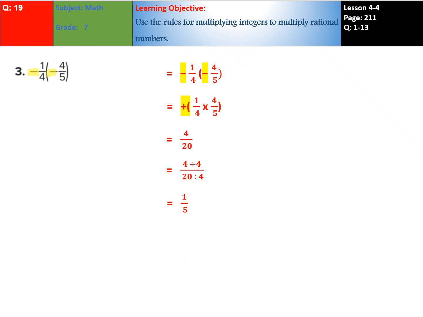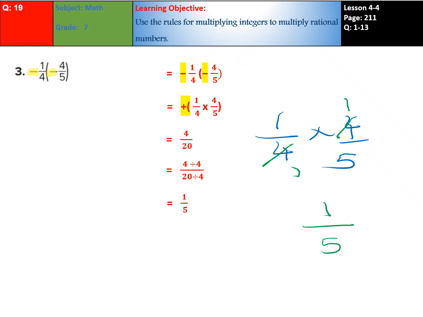If you want to use the cancellation, what will it become? It will become 1/4 times 4/5. Here you can cross cancel 4 with 4, 1 and 1, 1 times 1 and 5 1 times 5. So with both methods you are going to get the same answer.